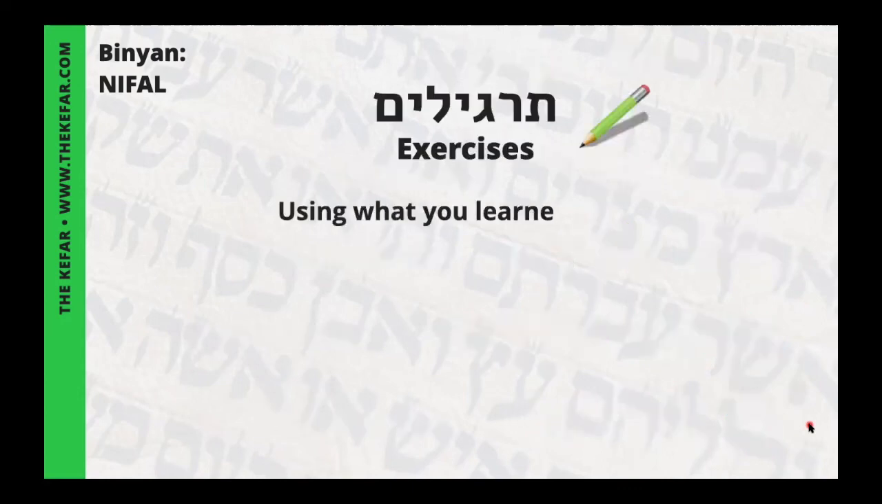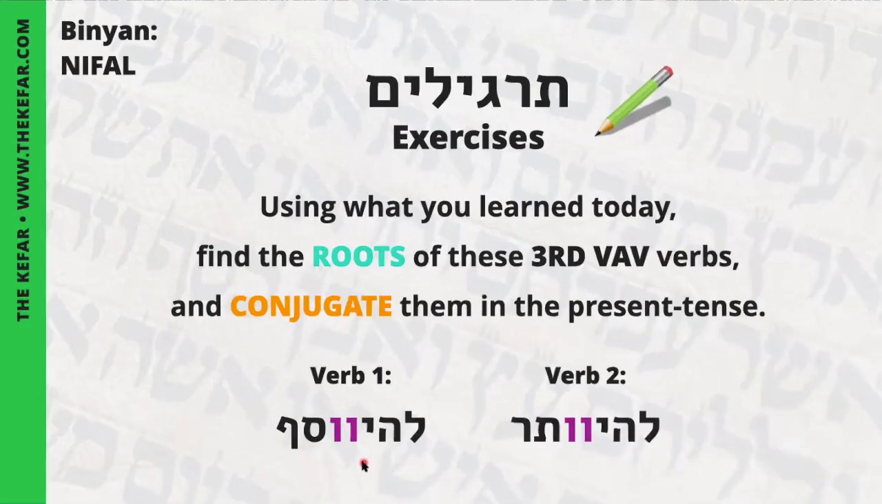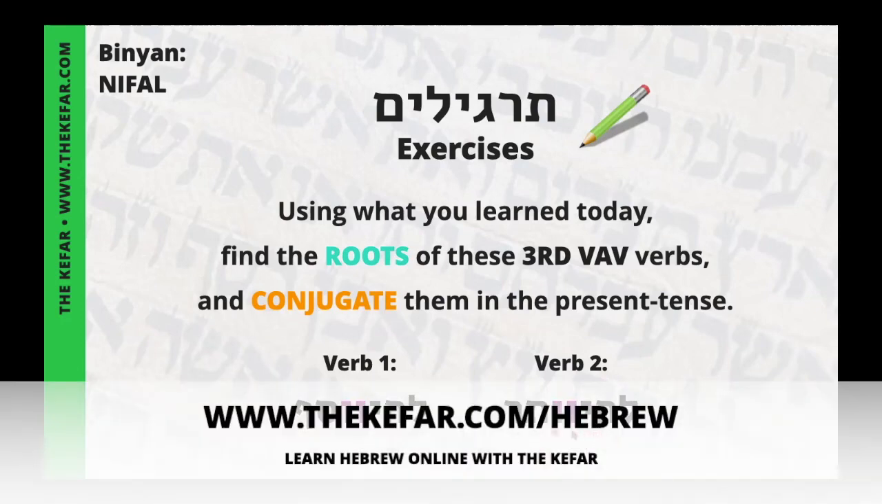So now for your practice exercises, the first verb that you have is lehivasef, and lehivasef is to be added. And the second verb is lehivater, and lehivater is to be left or to remain. So again, we have lehivasef and lehivater, both have that third syllable starting with the vav, so it's going to use the pattern that we just learned today.